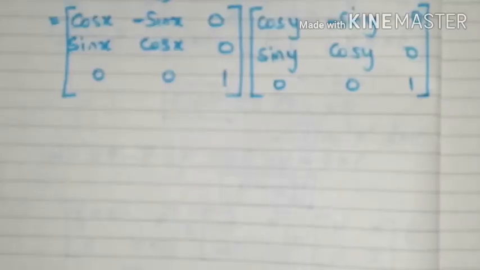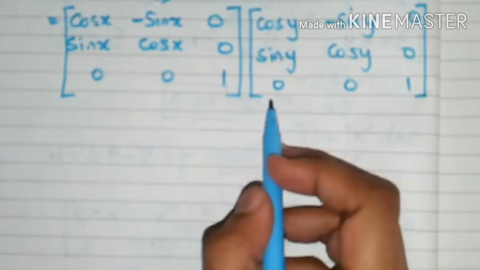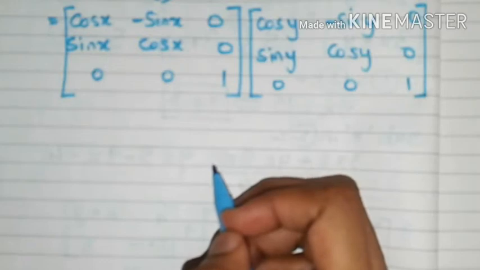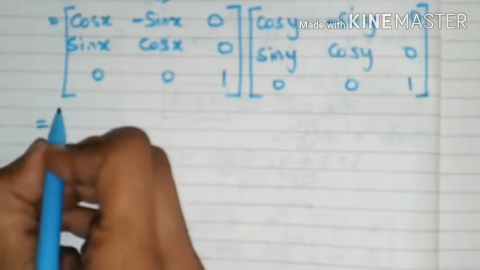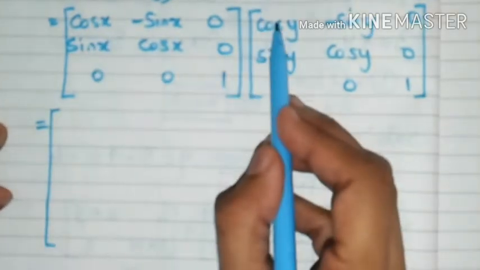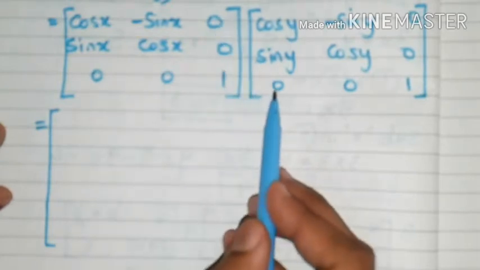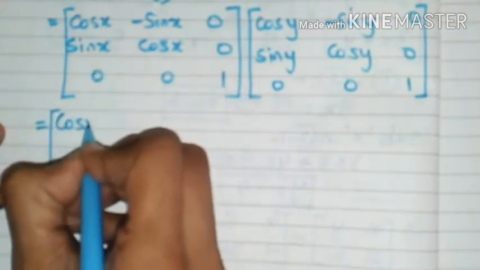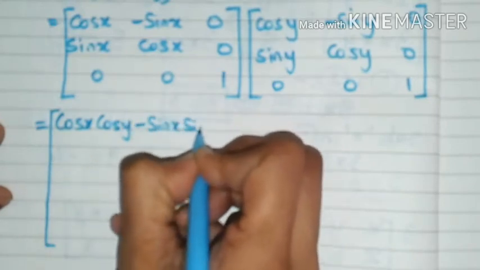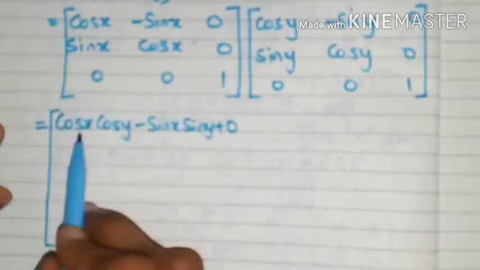So friends, let's go ahead and do matrix multiplication. The order of both these matrices is 3 by 3. So when we get the product, that matrix will also have the order 3 by 3. So when we multiply, let's be very, very careful. It will be cos x into cos y minus sin x into sin y plus 0 into 0. So let's write that: cos x into cos y minus sin x into sin y plus 0. This is the first row, first column element.